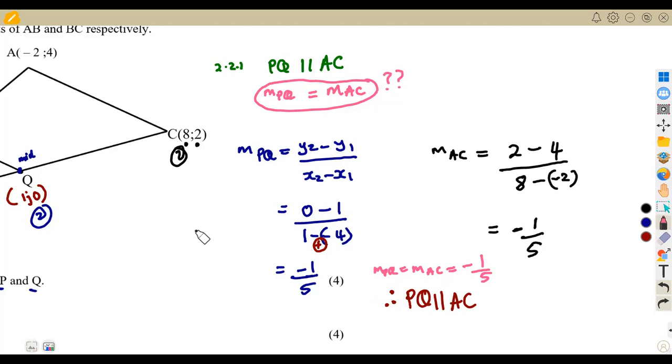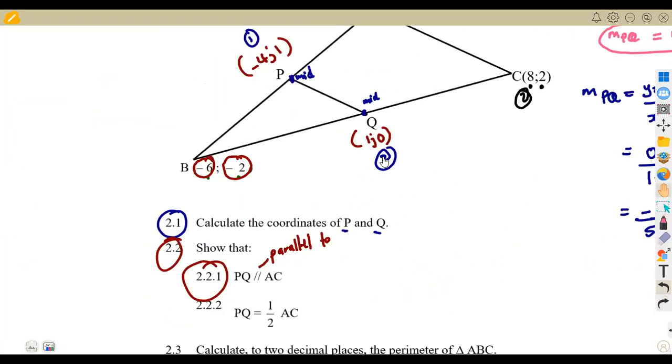For perpendicular lines, you consider another thing: the product of the gradients should give you -1. But here we are talking about being parallel, which means the same gradient or equal gradients. Okay, so that is it about the proof.